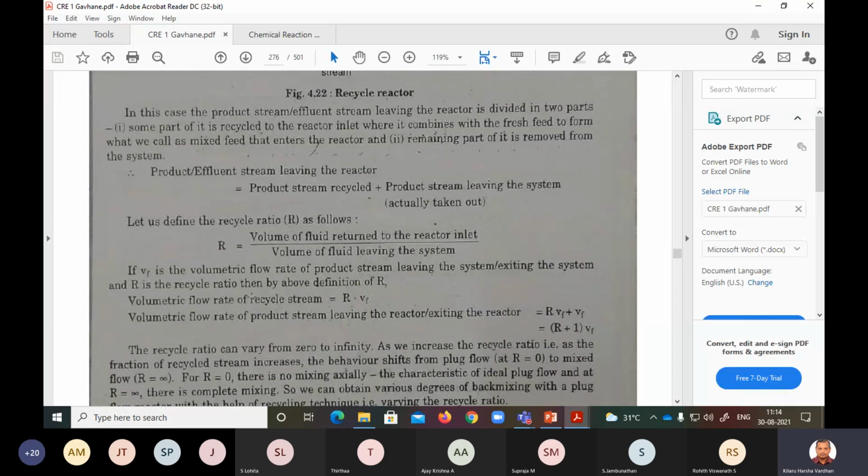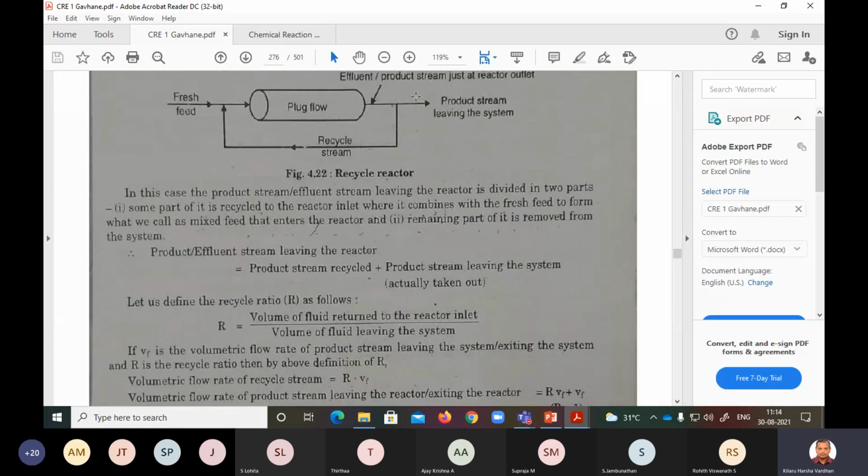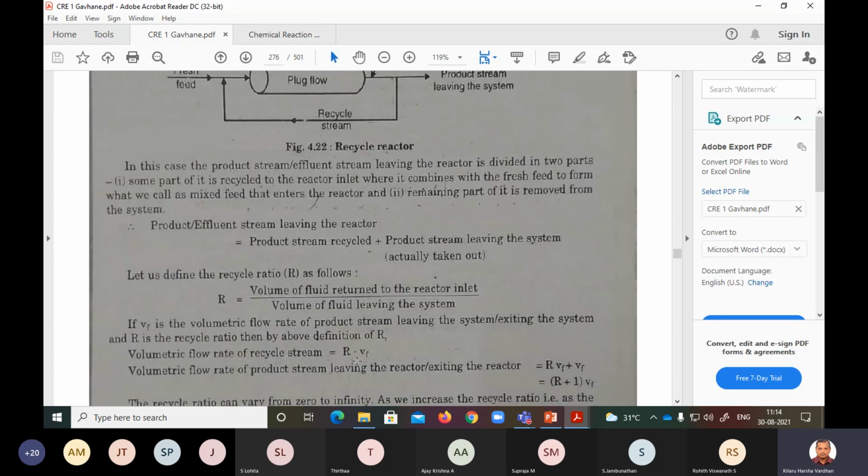So then what will happen? If R is the recycle ratio, then the volumetric flow rate of the recycle stream, if this is VF, will be R times VF. Therefore, if this is VF, this becomes R into VF. That is what it is here.